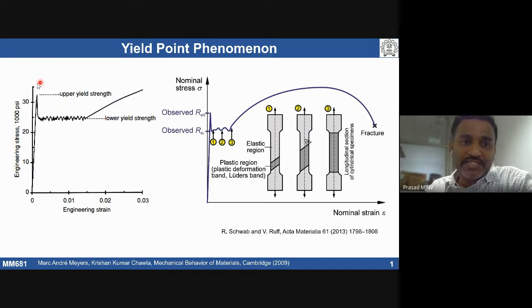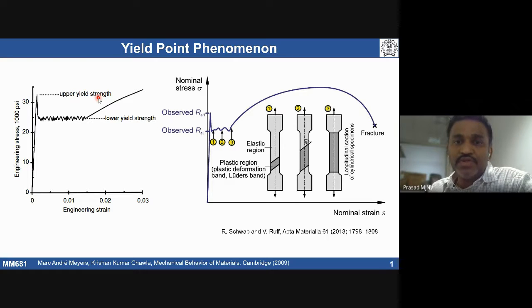This kind of drop in yield stress: the first yield stress is called the upper yield stress, followed by a drop and an almost nearly constant yield stress, which is called the lower yield stress, with slight serrations in the stress-time curve, followed by the non-linear path of the plastic deformation region of the material. This phenomenon is quite commonly observed in many low carbon steels.